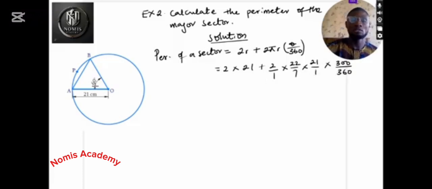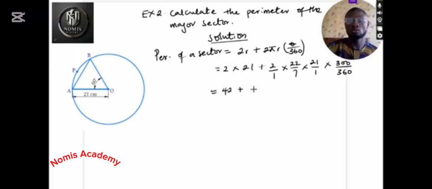Remember that the minor sector has occupied 60 degrees. Therefore, we are left with 300 degrees to make up 360 degrees of the circle. So the major sector is subtending an angle of 300 degrees. So let's calculate. This should give me 42.